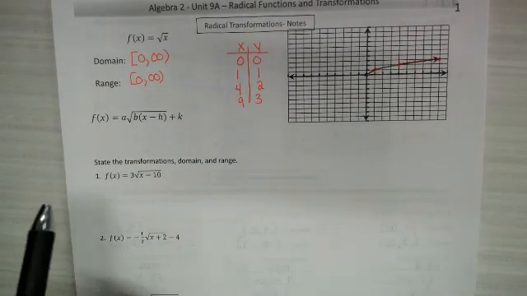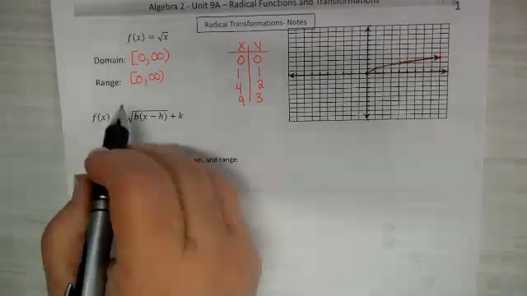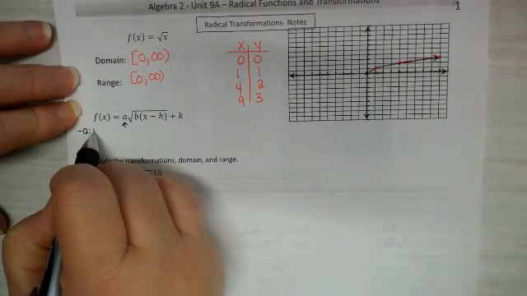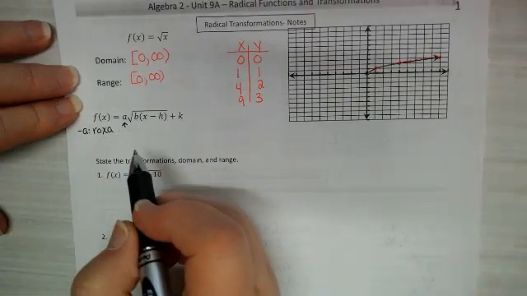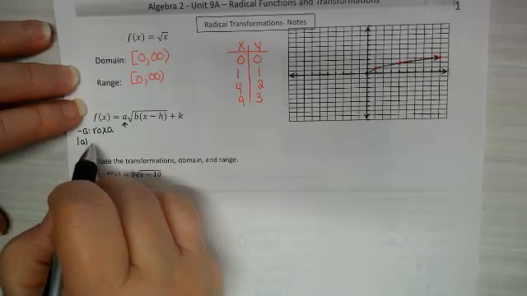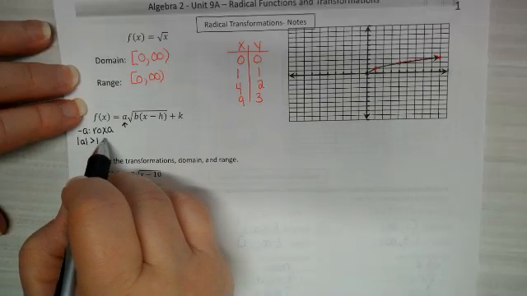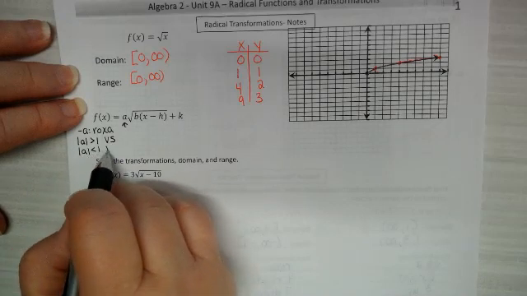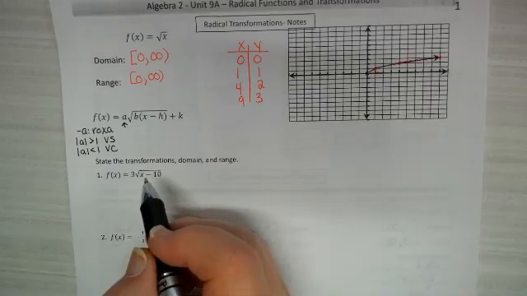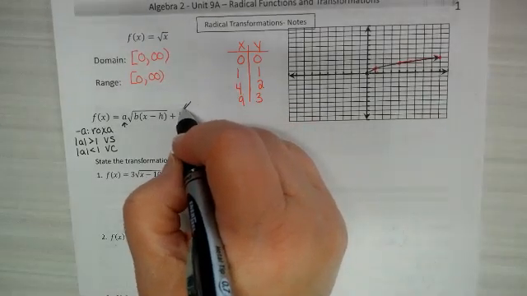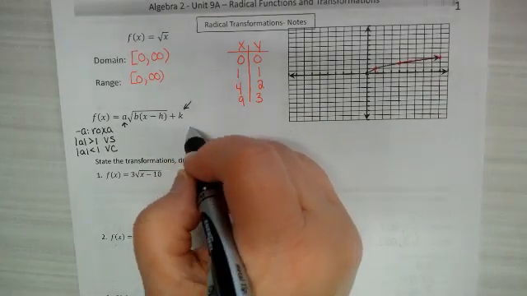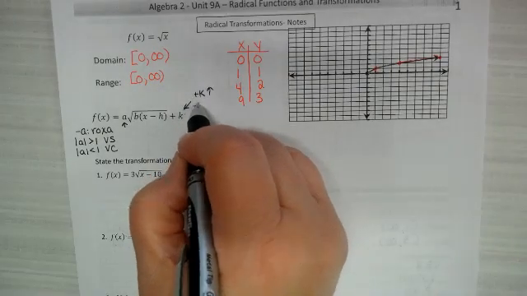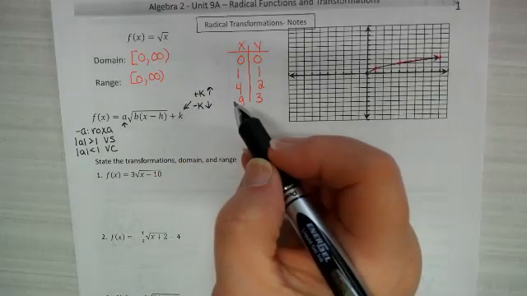All right, just a reminder about our transformations. Remember, negative a is a reflection over the x-axis. If the absolute value of a is greater than 1, it's a vertical stretch. If the absolute value of a is less than 1, it's a vertical compression. And this k value is also a vertical. That moves it up or down. Plus k moves it up, minus k moves it down.